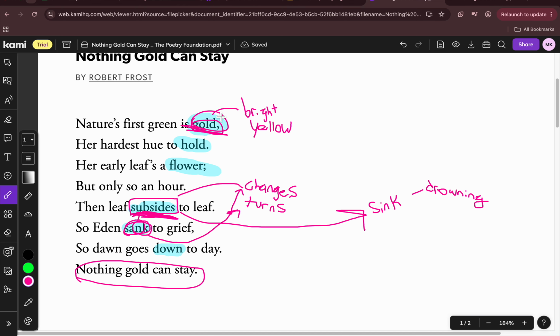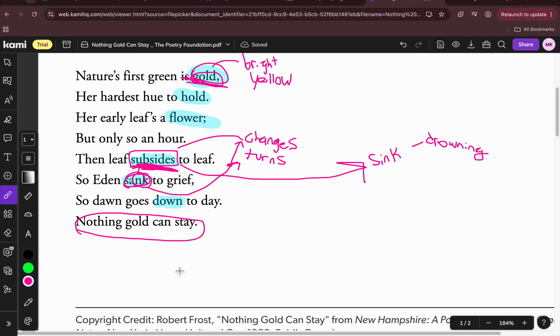So we're able to analyze the connotation of these words to help us formulate the tone, and thus that would eventually help us understand the thematic statement here. So it's a short poem. You could certainly look at other words and get the vibe of words like hardest. Why did they say but only an hour? Why not 24 hours? All of that. But clearly, if I had to analyze the diction in this passage, gold is going to be numero uno there, and then subsides and sank are going to be some of the most important things that I look at. So there you have it.